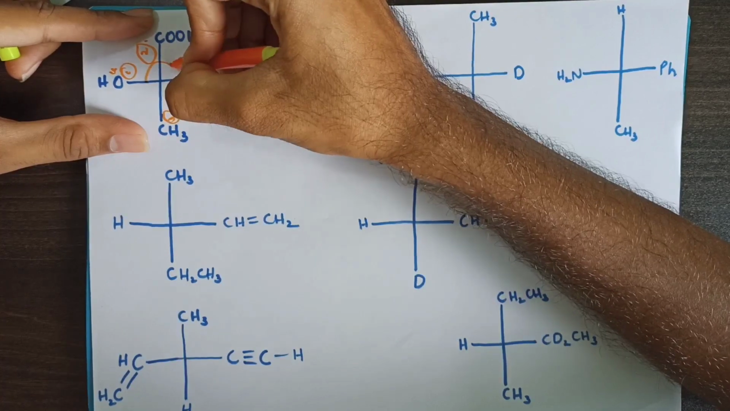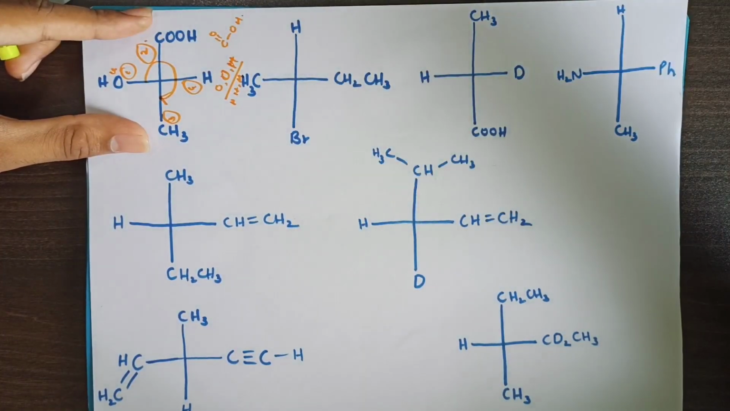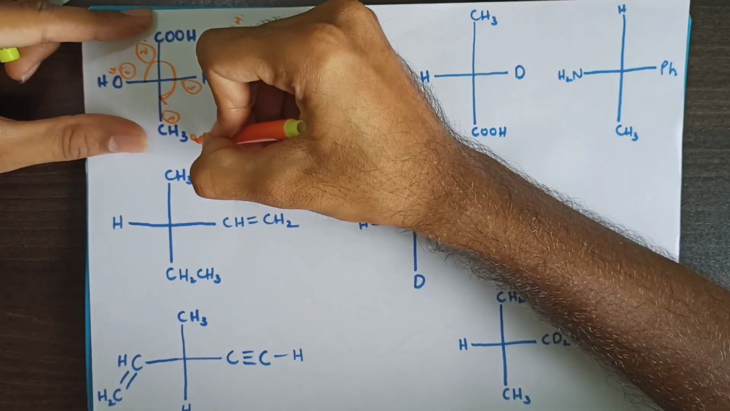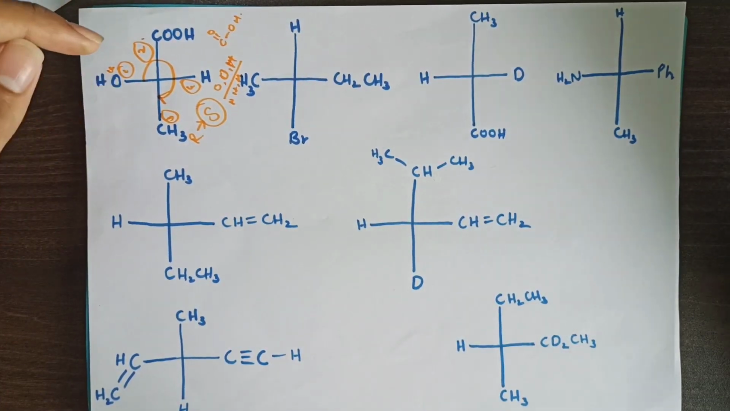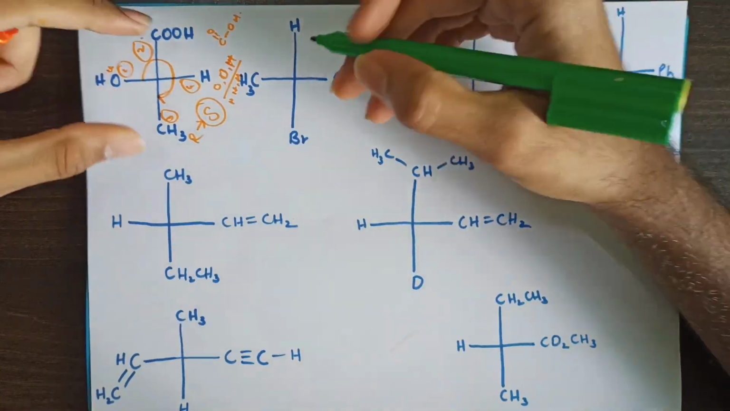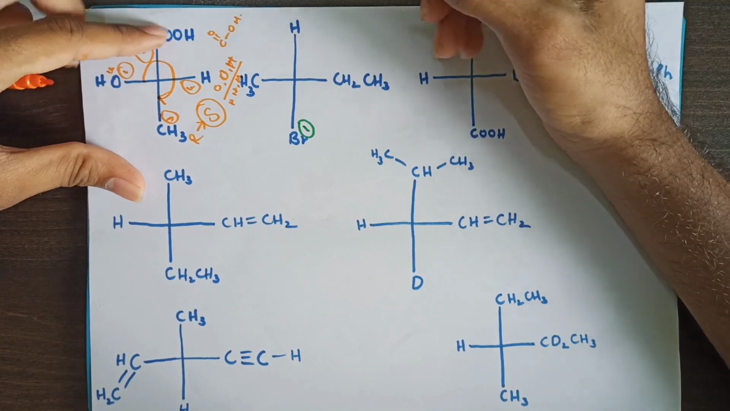So you draw from first all the way till third. So this is in the R direction, but the group of least priority is on the horizontal line. So it changes from R and becomes S. Alright. Now let's take another color. This one. So Br has the highest atomic mass, so first.